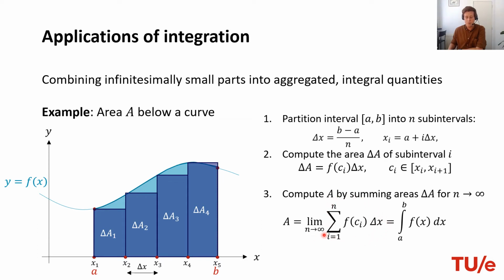We let n go to infinity, and this is what we call a Riemann sum. And from calculus, you know that such a Riemann sum can be evaluated using a definite integral. So this actually shows you that the area below the curve y is f of x is equal to the definite integral of f of x between a and b. So that's the first application of the definite integral.